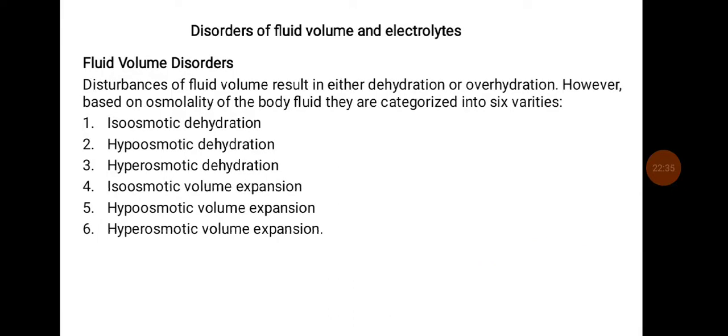Okay, so these are disorders of fluid volume and electrolytes. The fluid volume disorders, that is disturbance of fluid volume, result in either dehydration or overhydration. However, based on the osmolality of the body fluid, they are categorized into six varieties: isoosmotic dehydration, hypoosmotic dehydration, hyperosmotic dehydration, and isoosmotic volume expansion, hypoosmotic volume expansion, and hyperosmotic volume expansion.